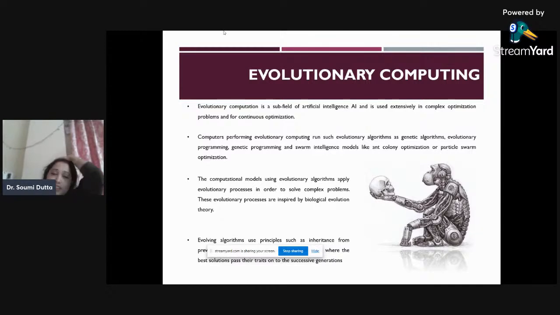That can be the genetic algorithm, evolutionary programming, genetic programming, ant colony optimization, or swarm intelligence. So there are different sorts of optimization algorithms, because every time we are also following survival in our life.